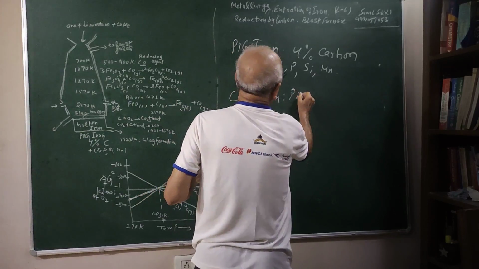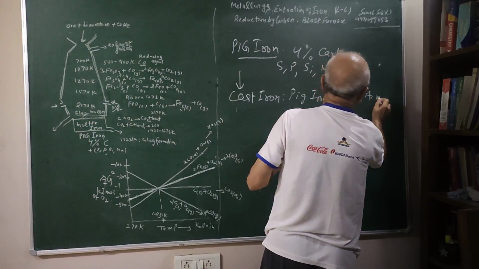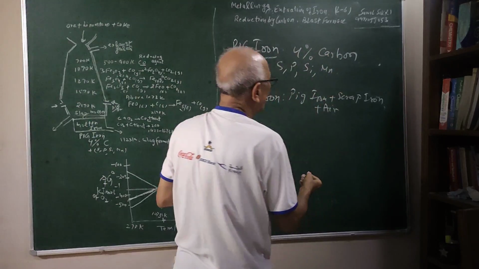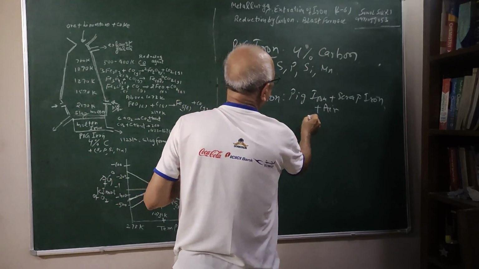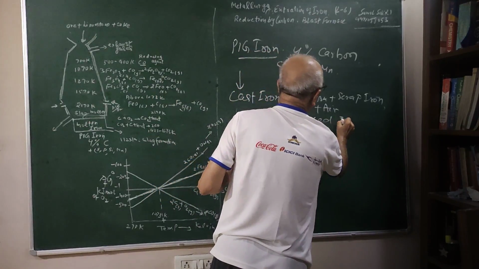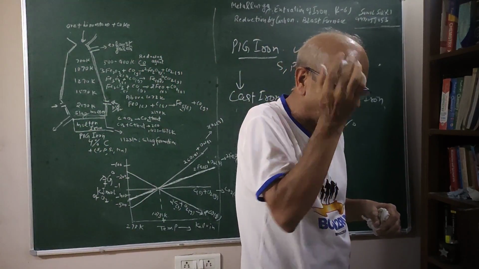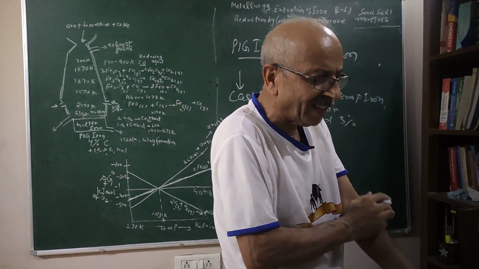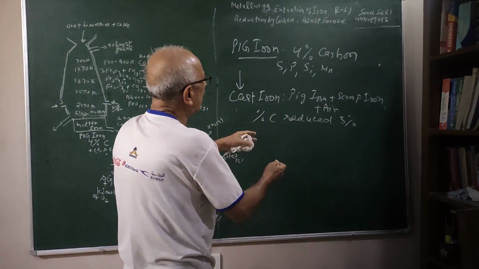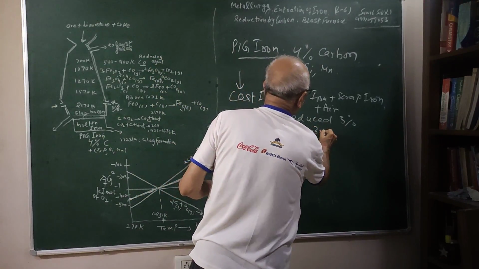What we do is pig iron plus scrap iron, and you blow air. This is another operation which is done. The result of this is that the percentage of carbon is reduced to 3%, because the carbon is oxidized. So there will be a reduction in the amount of carbon to 3%. Then it is brought into the cast iron form, cooled to form cast iron. This is hard and brittle.